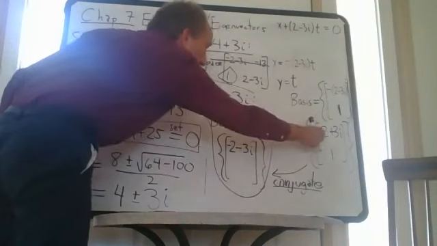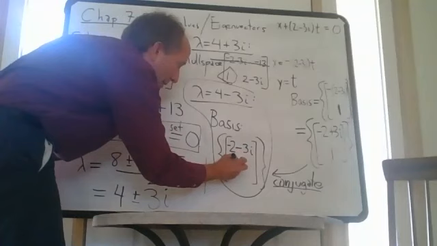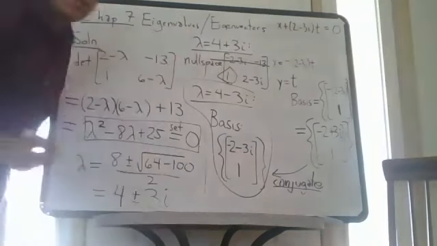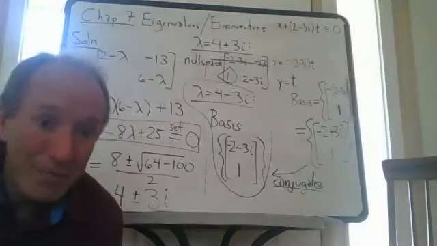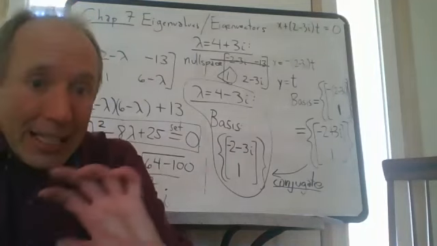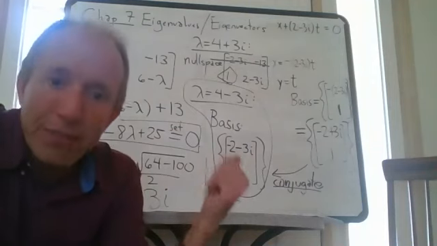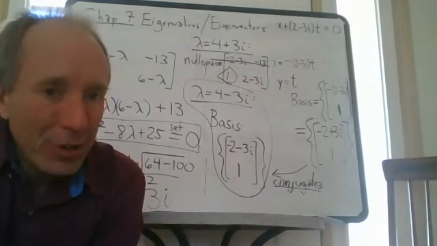So we had negative 2 plus 3i. Now I'm going to write negative 2 minus 3i. When you conjugate a real number like 1, it doesn't change. Only the stuff that's attached to an i has a sign change. So the second slot is still a 1, but the first slot in the basis is negative 2 minus 3i.